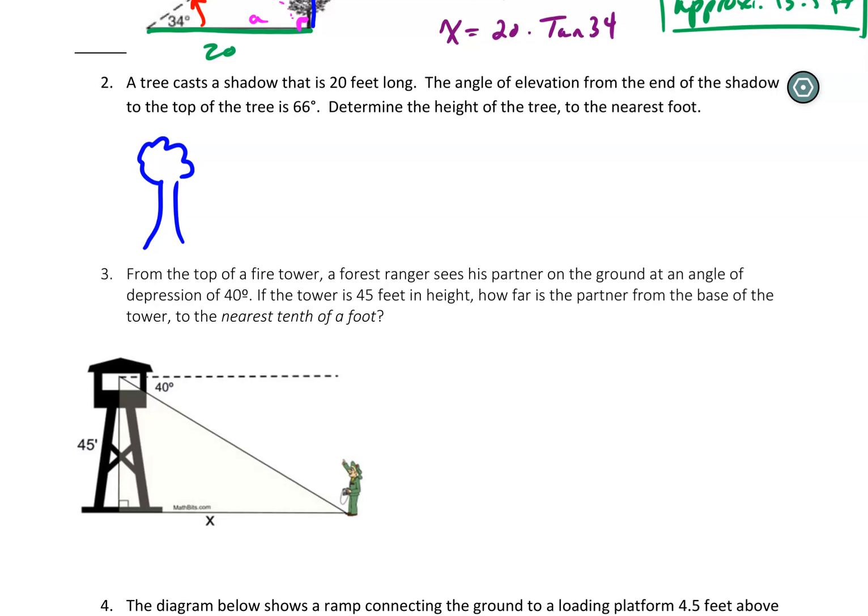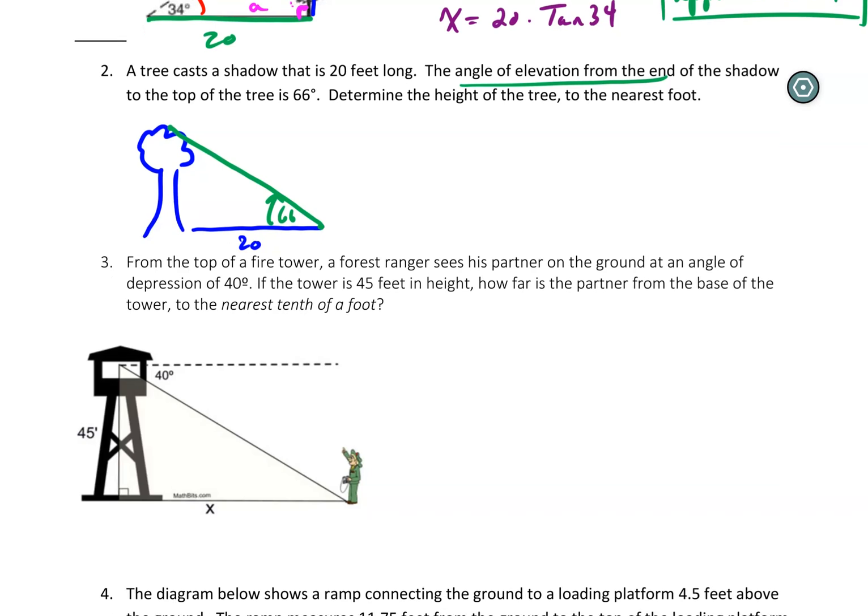So I got a tree. It's casting a shadow that's 20 feet long. So this is 20 feet. All right. It says then it has an angle of elevation from the end of the shadow to the top of the tree. So I'm going from the end of the shadow to the top of the tree. And it's an increasing angle measure of 66 degrees. So therefore, I now have the angle of elevation, and they're looking for the height.